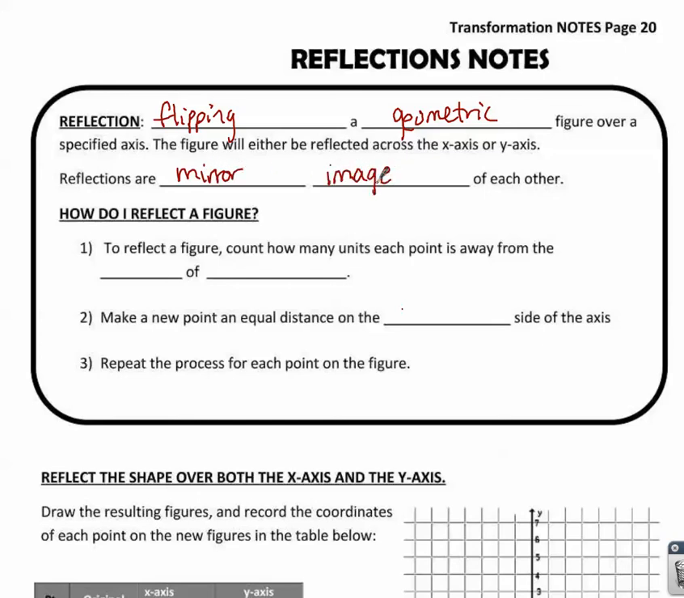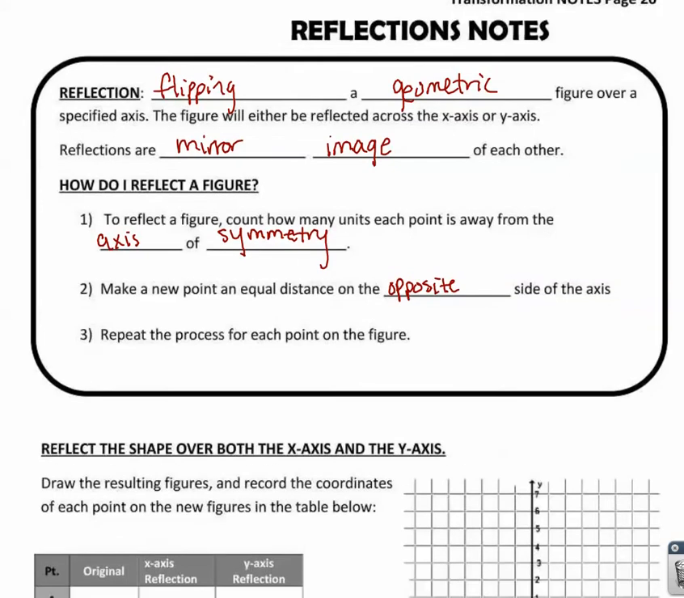of each other. How do I reflect a figure? Okay, so step one, you need to reflect a figure by counting how many units each point is away from the axis of symmetry. Remember, your axis of symmetry is going to be either your x or your y axes. Step two is make a new point an equal distance on the opposite side of the axes and repeat this process for each point.